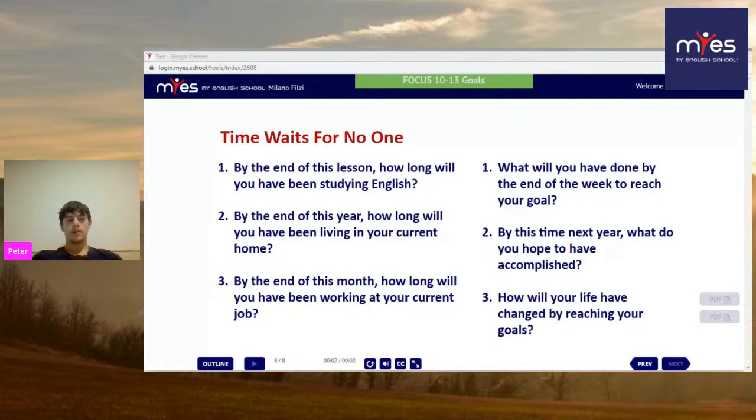Number 2. By the end of this year, how long will you have been living in your current home? I need to think because unfortunately, I am not very good at maths. My English, I think, is okay, but my maths is terrible. So, by the end of this year, I will have been living in my current home for a little bit longer than a year.